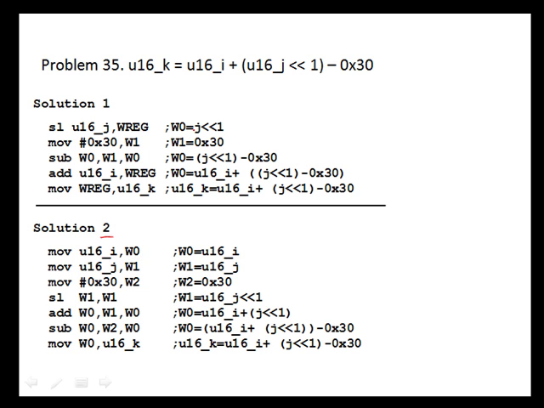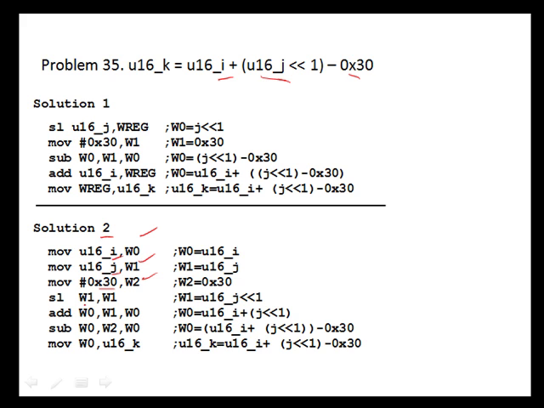So let's look at this solution in more detail. We're going to take all of our right-hand operands, which are I, J and the immediate value of 30, and move those into registers. So we'll move I into W0, J into W1, and immediate hex value 30 into W2. At this point, we'll begin these computations.